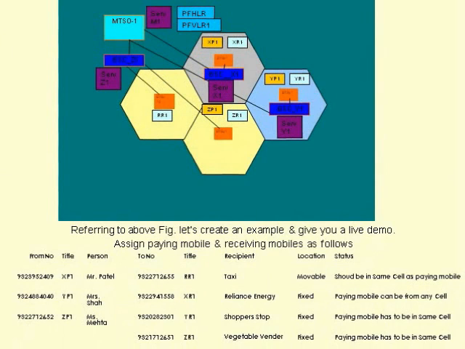Referring to the figure, let us create an example and give you a live demo. Assign paying mobiles and receiving mobiles as follows. Paying mobiles are XQ1, YQ1 and ZQ1, belonging to respective mobile and from numbers and respective persons as shown. Receiving mobile R1 belongs to a taxi, location is movable, and status is that it should be in the same cell as the paying mobile. XR1 belongs to Reliance Energy, location is fixed, and status is paying mobile can be from any cell. Similarly, YR1 and ZR1 belong to Shoppers Stop and a vegetable vendor as stated. Their locations are fixed and status is paying mobile has to be in the same cell.